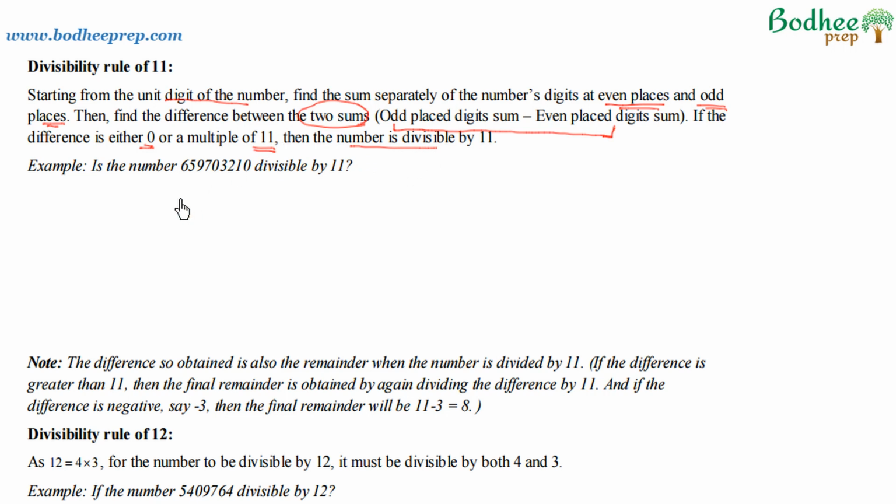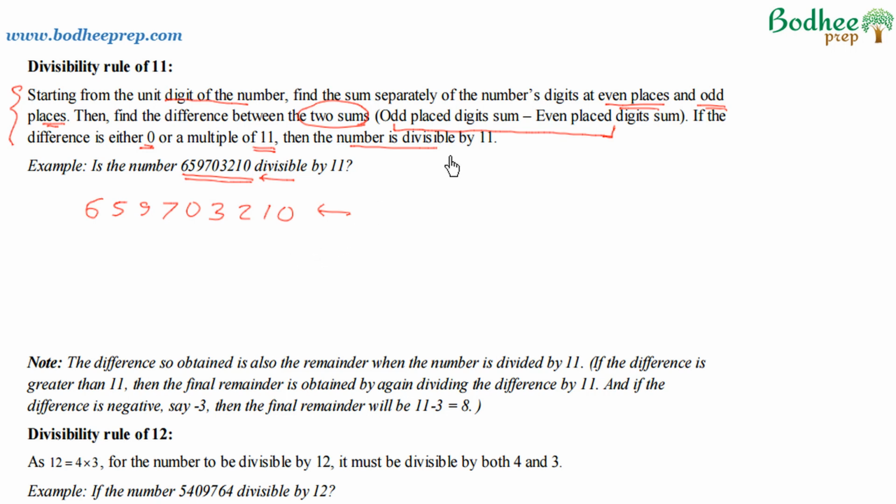So let's apply the rule to solve these examples, and later on I will also give you the logic of how this rule works. Let's solve the example first so that we understand what this statement says. This is the number, and we have to find whether it is divisible by 11 or not. We have to start from the unit digit. So the digits are 6, 5, 9, 7, 0, 3, 2, 1 and 0. You should always start from the unit digit. You can start from the other end also, but then we will not be able to get the remainder correctly.